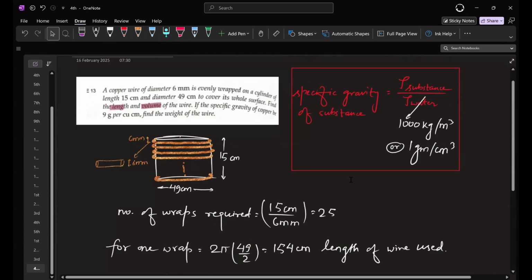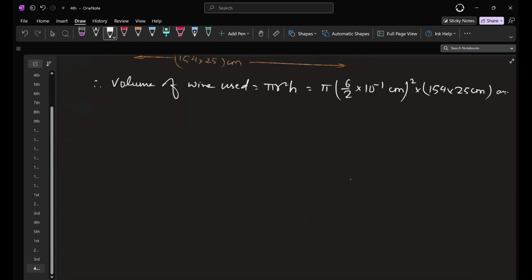Now, what about the weight of the wire? For the weight of the wire, specific gravity is given as 9. It means 9 is equal to density of copper upon density of water. It means 9 is equal to density of copper upon 1 gram per centimeter cube. It means density of copper is equal to 9 gram per centimeter cube.